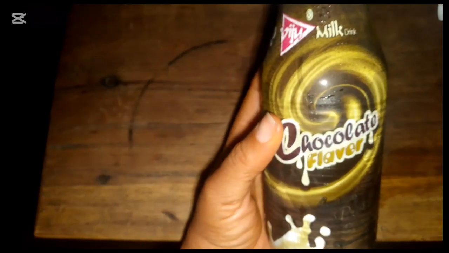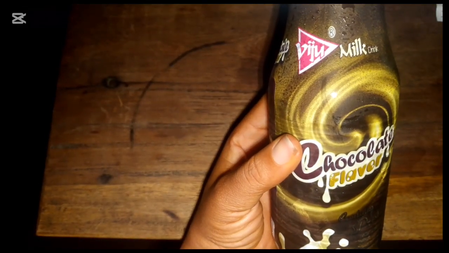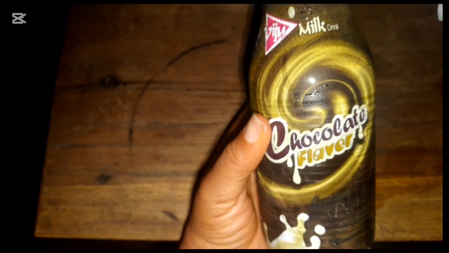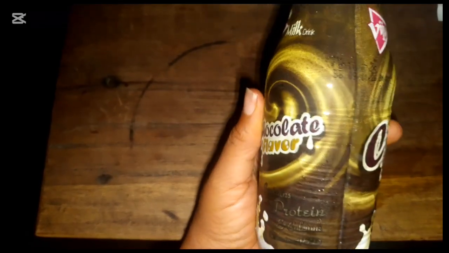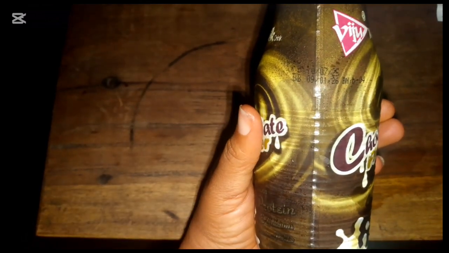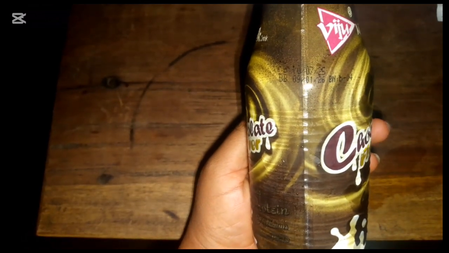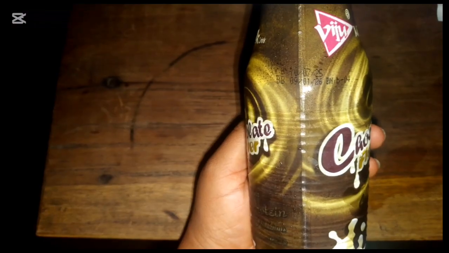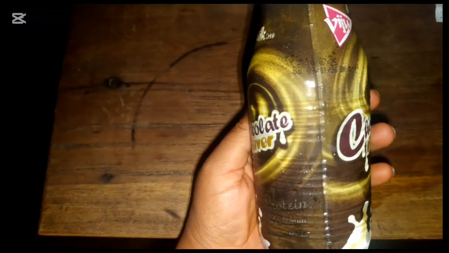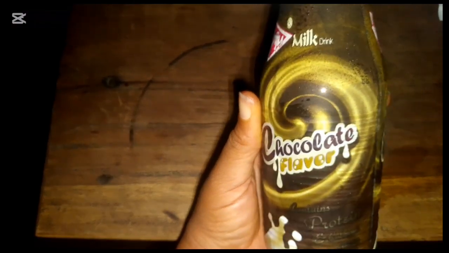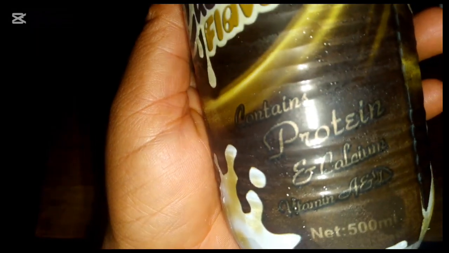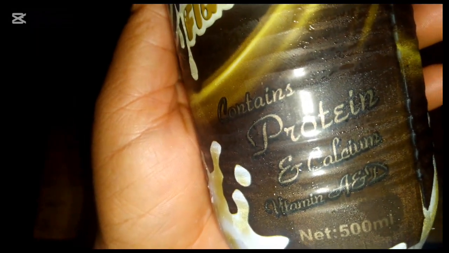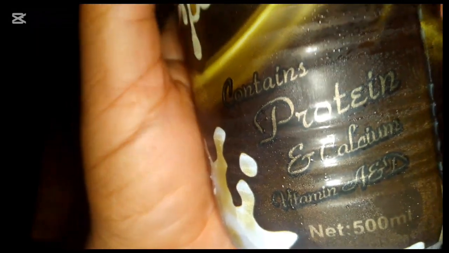This is a very popular drink in Nigeria from this Viju Milk. It has been around for so long, for many years now. They've been rebranding, producing different brands. There is Viju wheat drink. There are many Viju products. In fact, you see that Viju wheat drink is very sweet too, and that was what I went to buy yesterday. But on getting there, the guy selling convinced me to try this. Okay, and here they say it contains protein, calcium, vitamin A and D, and this is 500 mils.